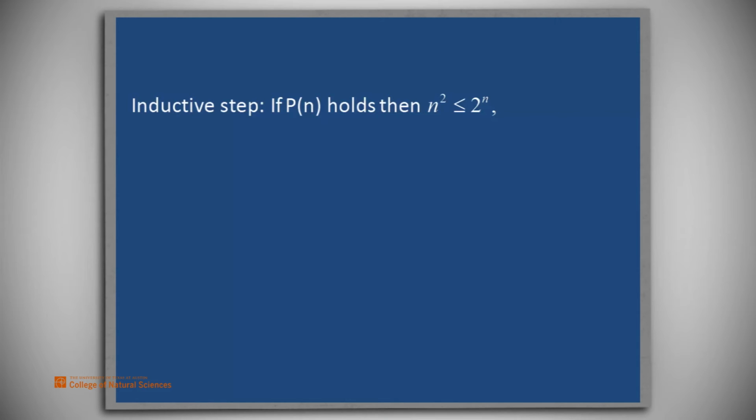Now we want to do the inductive step of the proof, so we will assume that P(n) holds, and we want to prove that P(n+1) follows. P(n) holding says, of course, that n squared is less than or equal to 2 to the n. What we want to show from that is P(n+1) follows, that is, (n+1) squared is less than or equal to 2 to the n+1.